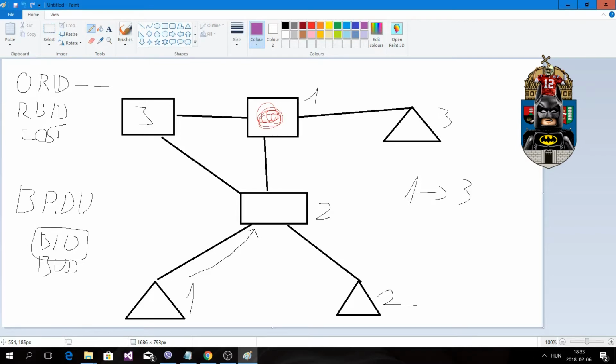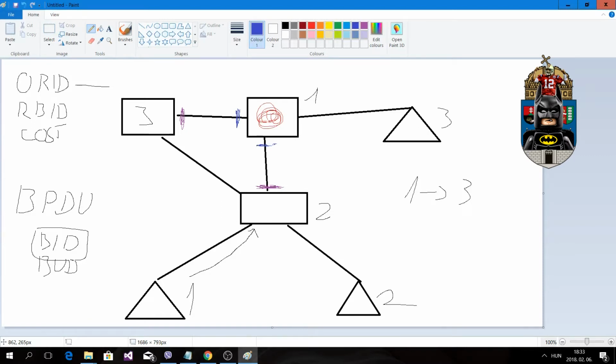All the ports that are connected to the root bridge are called root ports. I'm going to visualize it with blue. All the ports that are on the root bridge, of course, cannot be root ports, so all the root bridge ports are designated ports, which are non-root ports which are still able to forward traffic.